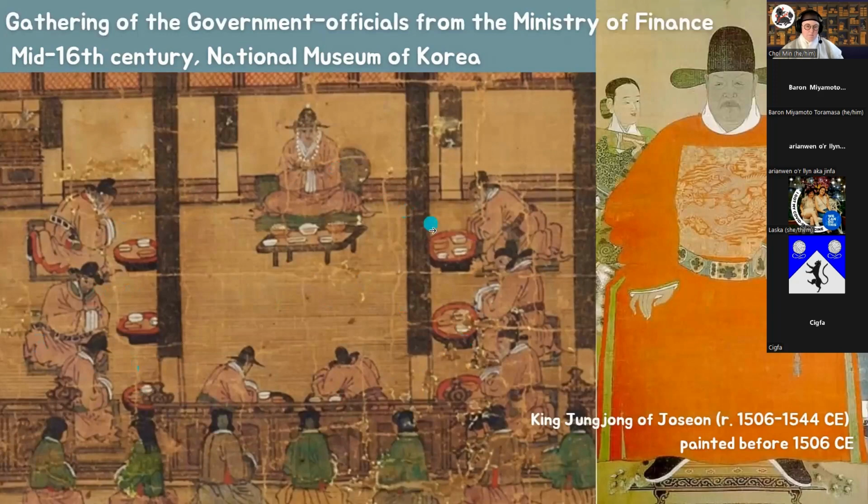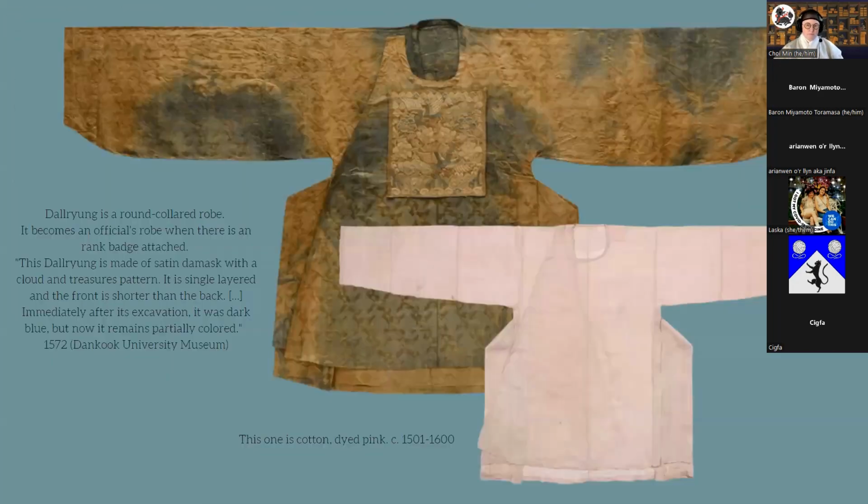Apparently, it was both at once a rank in the government system that had to wear pink, but also here you can see it used in a celebratory context. So this is pink and it's cotton, and this one here is a silk with the cloud and treasures pattern. That's what it's called. So it's clouds with the little treasures in between the clouds.